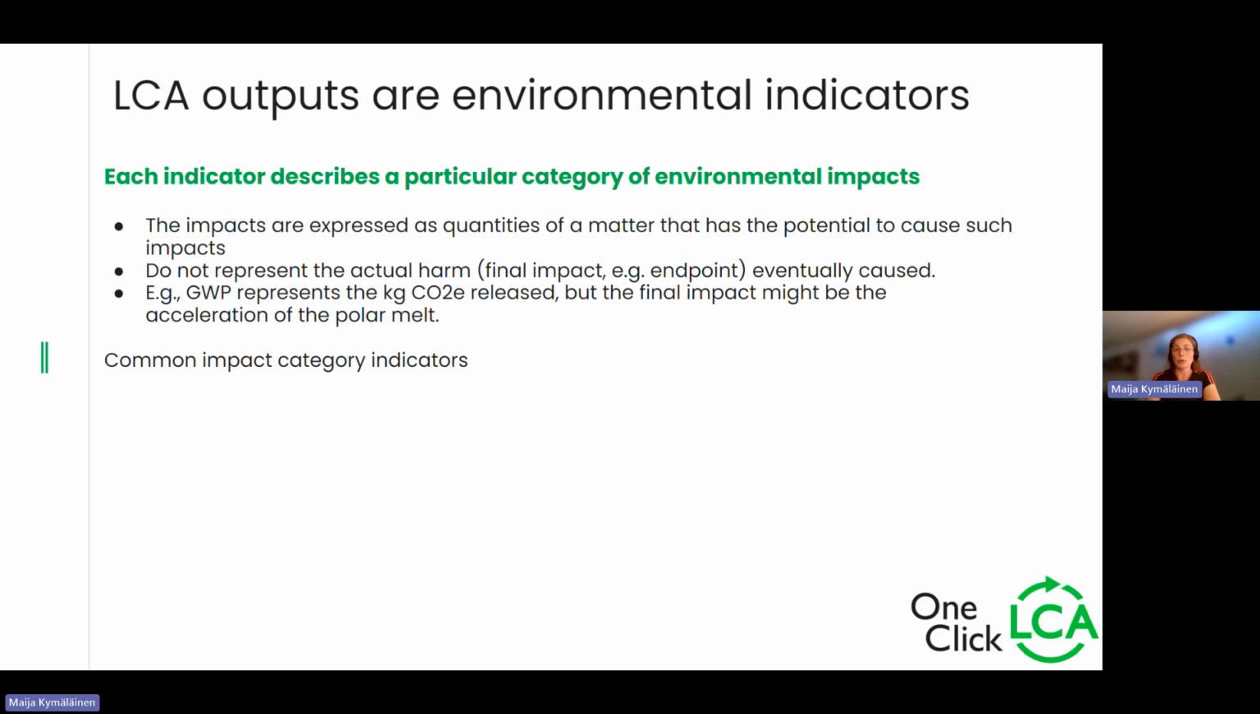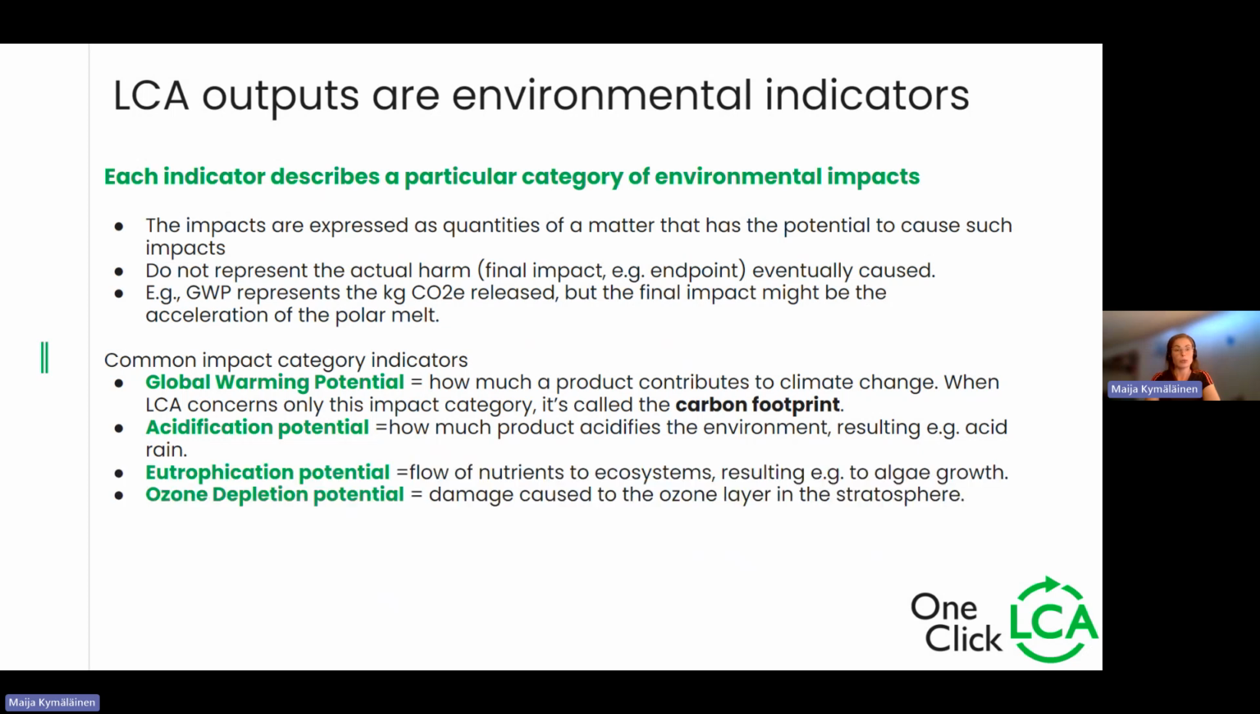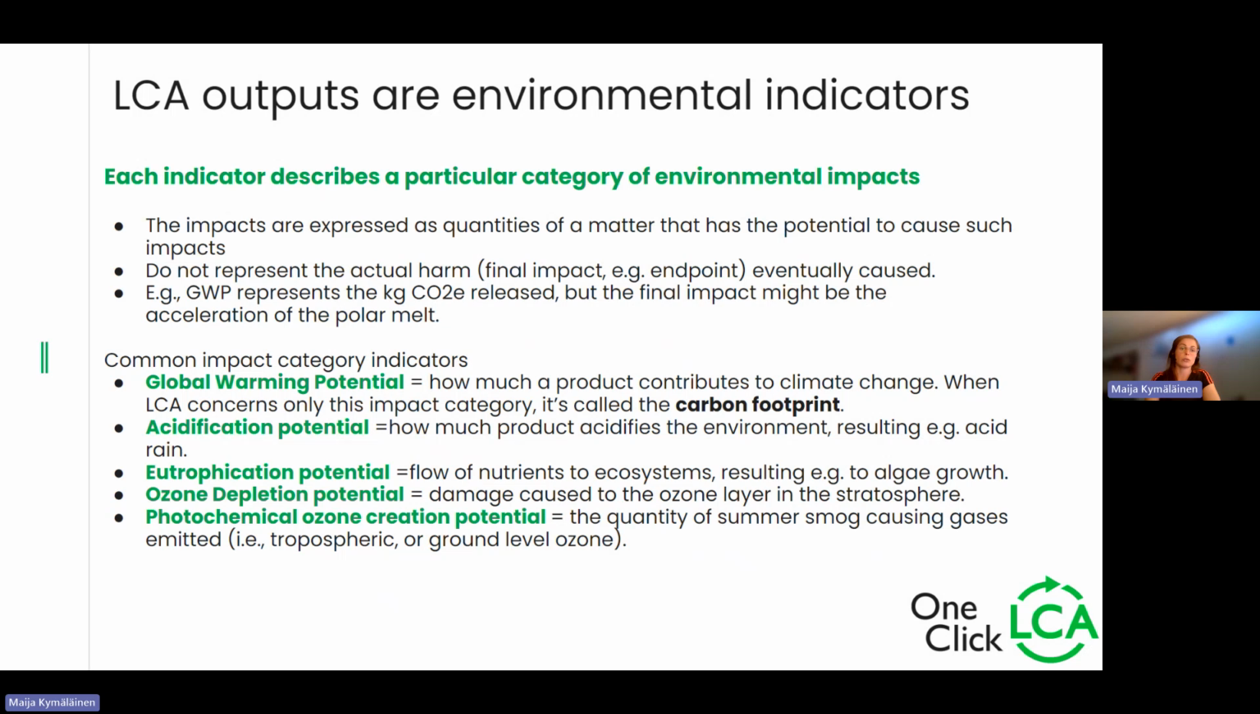Here are some common impact category indicators. So we already mentioned global warming potential, GWP. This means how much a product contributes to climate change. And when LCA concerns only this impact category, it is also called carbon footprint. There are others, such as acidification potential, eutrophication potential, ozone depletion potential, and photochemical ozone creation potential, for example.